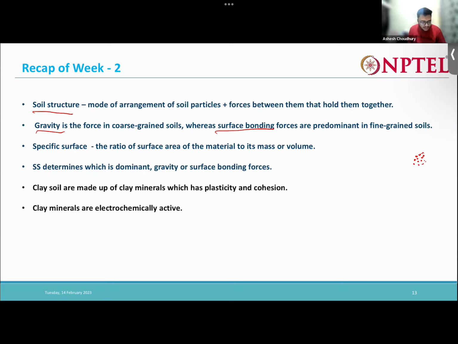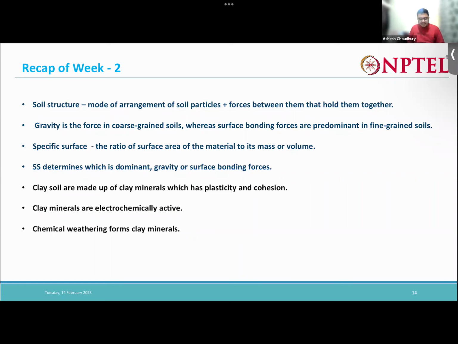Now clay minerals, as they are very small, they are electrochemically active. So that means there is a play of electrochemistry here. The clay particles are generally charged particles.